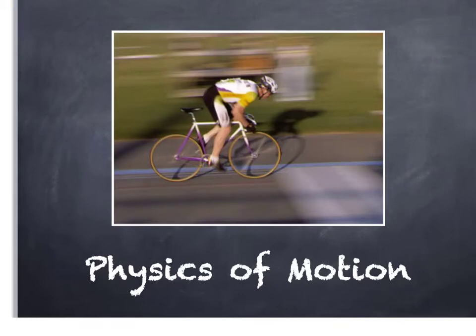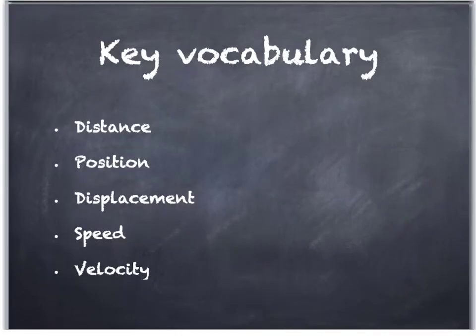In this video, we're going to look at the physics of motion. There's some key vocabulary we'll cover: distance, position, displacement, speed, and velocity. So these are all words you've probably heard before. Some of them have more specific definitions when it comes to physics. And we'll come back to these words at the end of the video.